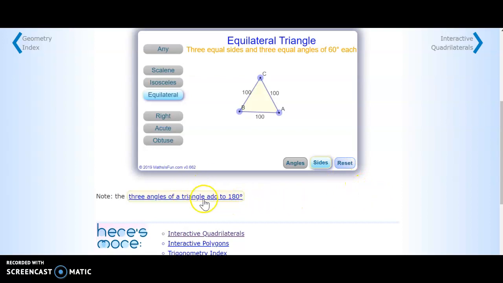Guys, you will learn about this rule later. The 3 angles of a triangle add to 180 degrees. I didn't see it as part of the 4th grade curriculum, but this is a rule for triangles. Whatever angle measurements you have, all 3 of them always add up to 180. And that's part of the reason you can never have more than 1 right angle or more than 1 obtuse angle in a triangle.